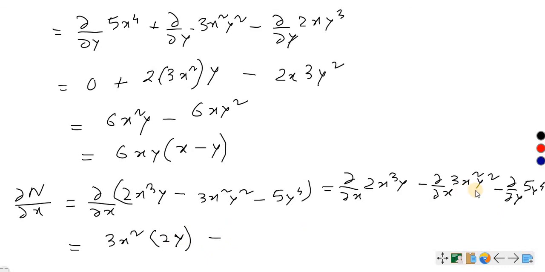Similarly, if you see the next term, that is 3x square y square. So y square is constant, 3 is constant. I can take it outside, 3y square, and what is left? x square. So it will be 2x, and the last term is y to the power 4. I have made a mistake here. Let me correct this. It is actually x, but I have written y by mistake.